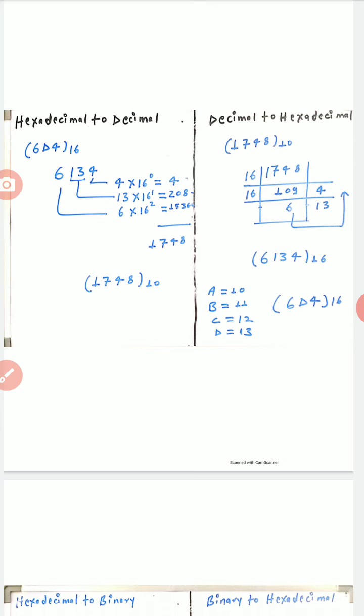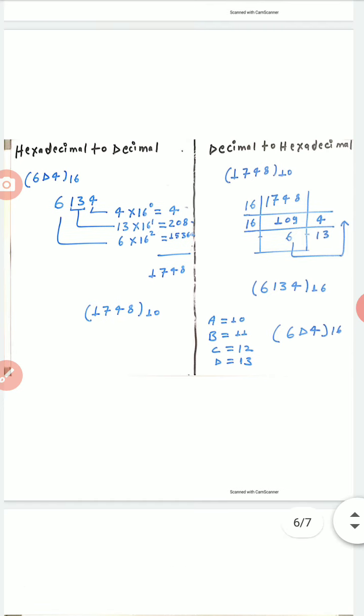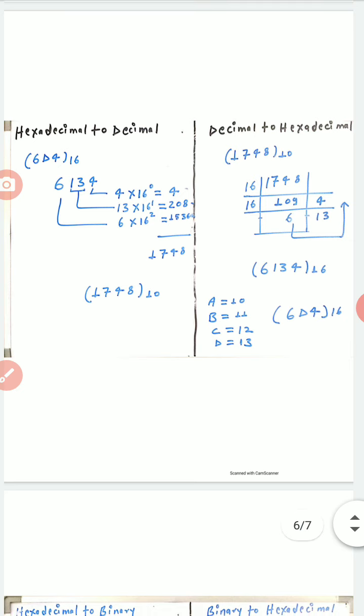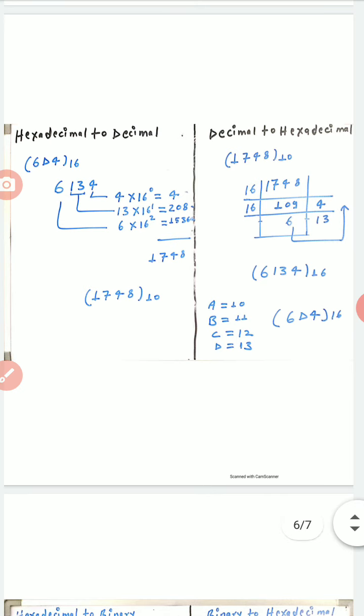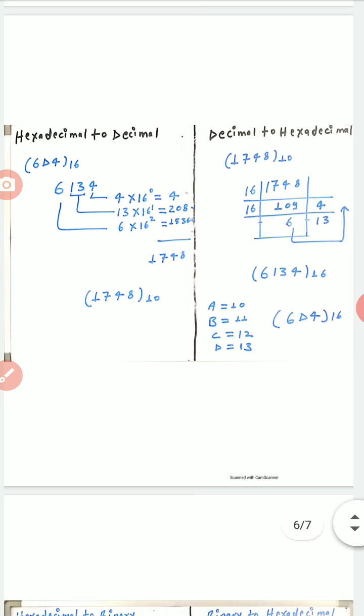Converting any number from decimal to hexadecimal is easy as long as we are not dealing with binary. Here the decimal number is 1748, base 10. What do I need to do? Very easy, divide by 16. So 1748 gets divided by 16. How much do I get? 109. Then 109 again gets divided by 16, and I take the quotient along with all the remainders. The process remains the same, from bottom to top.